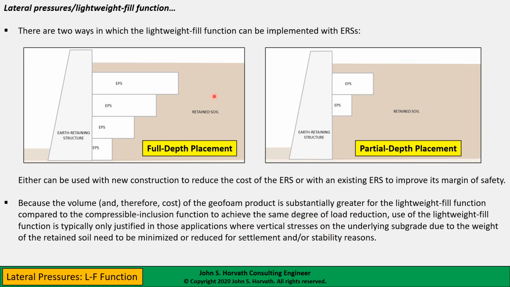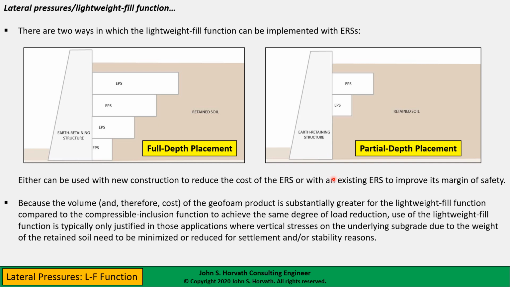because the volume of EPS used in the lightweight fill function is substantially greater compared to the compressible inclusion function, to achieve the same degree of load reduction. That's the important thing. If you were to look at that beta parameter, which is a metric for load reduction, simplistically, you can achieve the same beta in either new construction or existing construction using the compressible inclusion function or the lightweight fill function. So again, the two functions, compressible inclusion and lightweight fill, are competing technologies. They're not complementary.